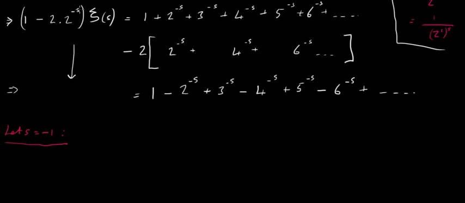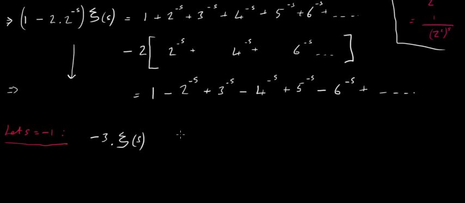So really what I end up with here is 2 times 2, which is 4. So I have 1 minus 4, which is minus 3. Minus 3 inside the bracket here. So I've got minus 3 times my Riemann zeta function here. So that's just going to be minus 3 times this here.